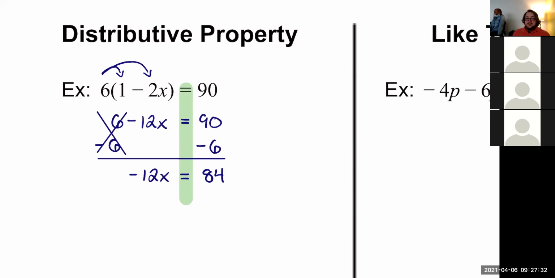Is the variable by itself? Not quite. We still need to divide by negative 12. And we're dividing because when you have a value right up next to a variable like this, that's representing multiplication. We do the opposite, which is division. So I get x equals negative 7.